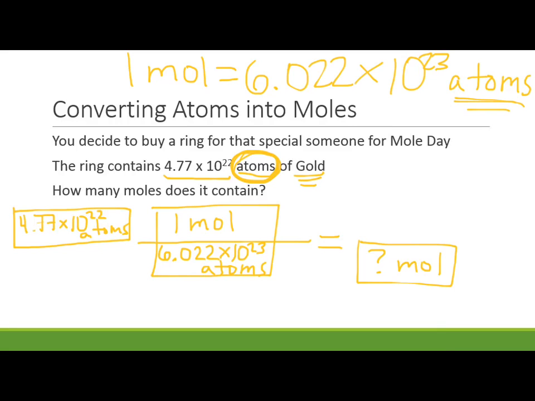Well, because that way it cancels. Atoms top, atoms bottom, moles on the top, moles on the bottom. Everything cancels out. And so therefore, all we need to do is plug this into our calculator. So multiply across the top, 4.77 times 10 to the 22nd times 1. Okay, and then divide that by 6.022 times 10 to the 23rd.